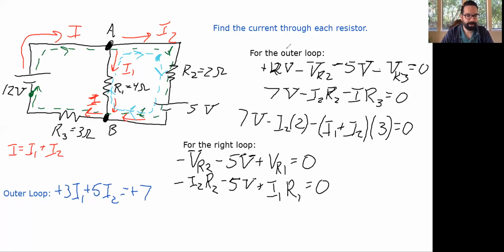And then for the right loop, I'll put that down here as well. Okay, so for the right loop, that one doesn't require that much simplification. So let's see, and plug in my R1s. So R1 is just 4. So 4 I1 minus 2 I2 equals 5.